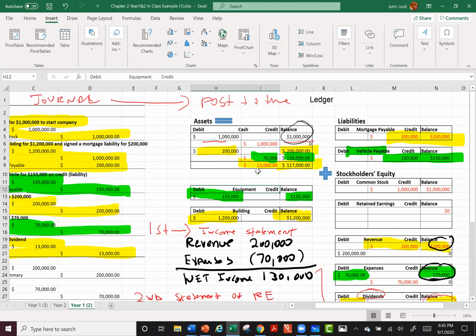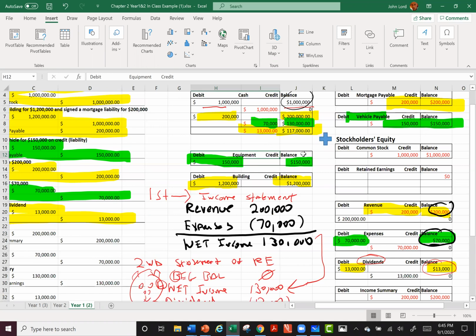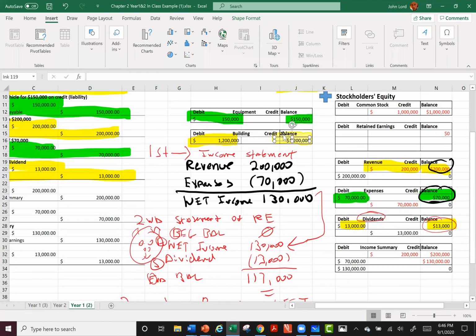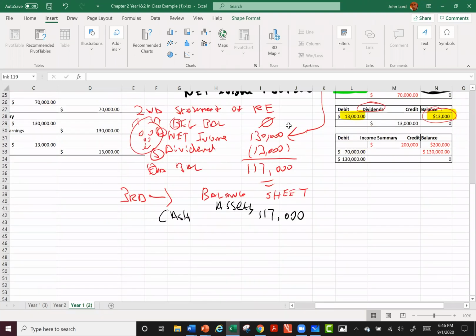Any other assets? Equipment and building. Good. We got the equipment. We got the building. Both are assets. Both have future economic benefit, right? And so I'll go ahead and put the equipment: what was it? 150,000 for that fancy van. And the building was what? 1,200,000.